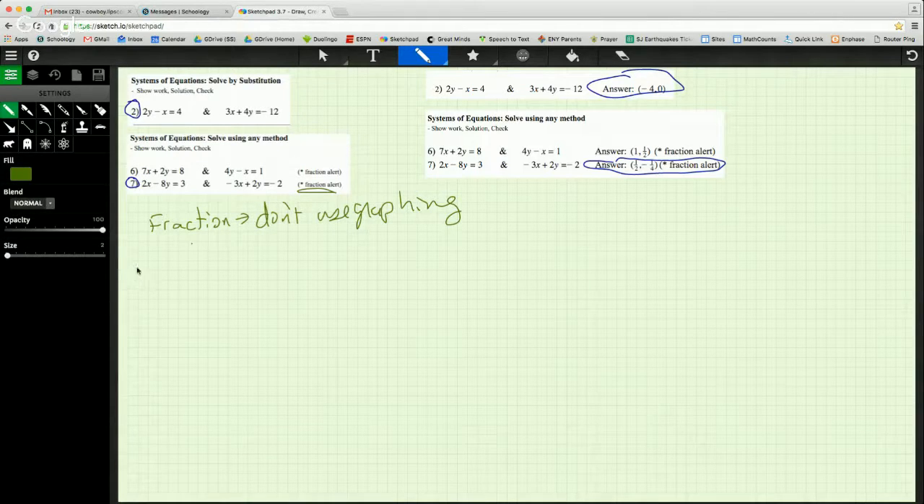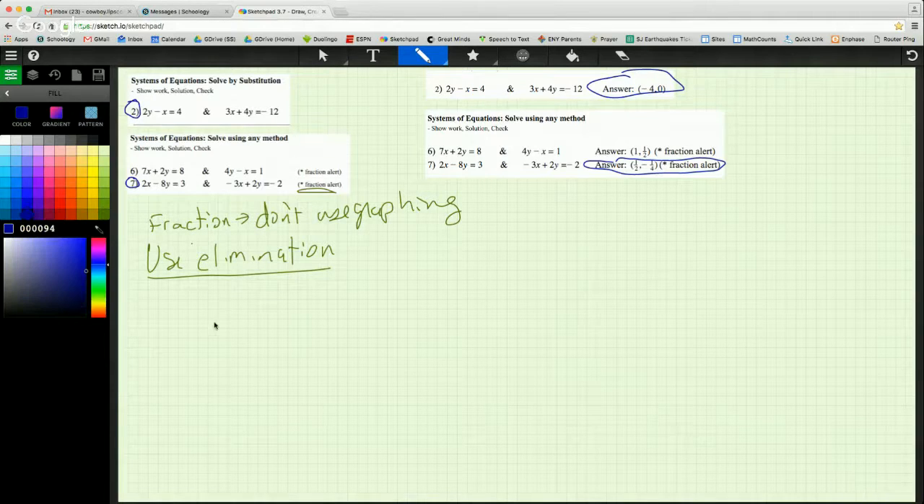So generally, you want to use elimination. Elimination is the tool that's usually the best strategy. Most mathematicians would agree. So let's use elimination if we're given a choice. And so let's just put this up here. Let's go back and solve this guy in blue. I like doing problems in blue. So we say 2x minus 8y equals 3, and negative 3x plus 2y equals negative 2.